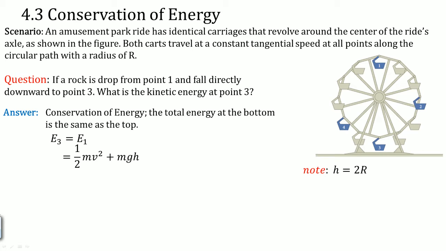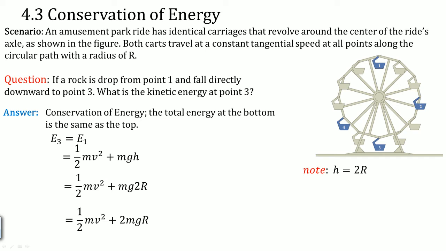Notice that the height here can be determined by 2r because that is the total distance from cart 1 to cart 3. It travels 2r, which represents the diameter of the circle. Substitute it in for h, and you get this value. You can now see it is equal to 1/2 mv² plus 2mgr.